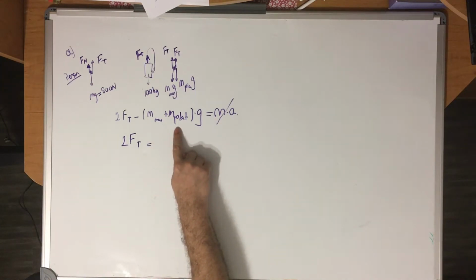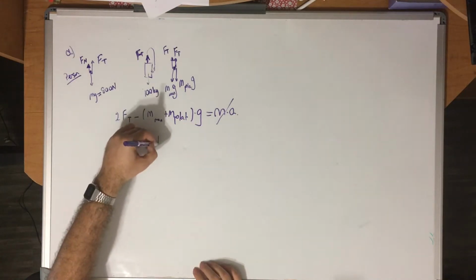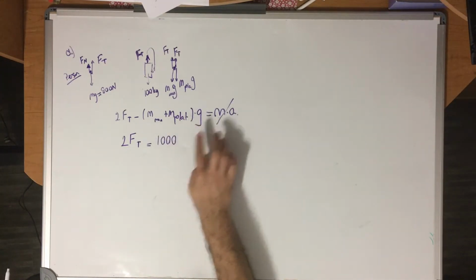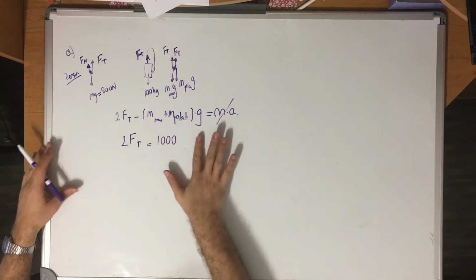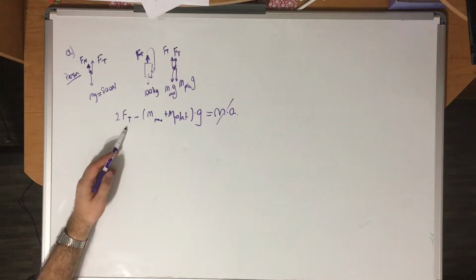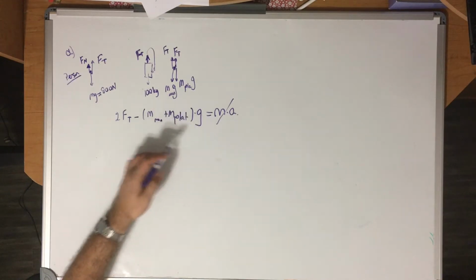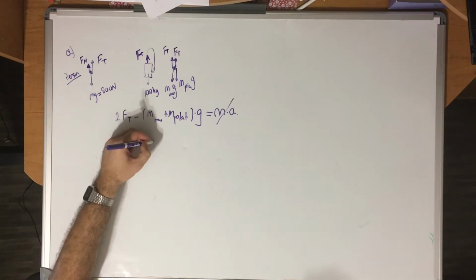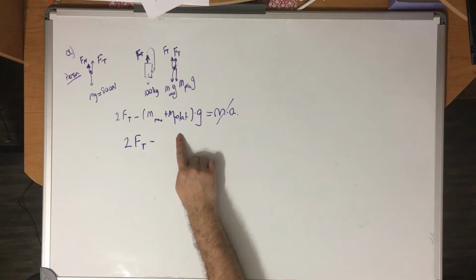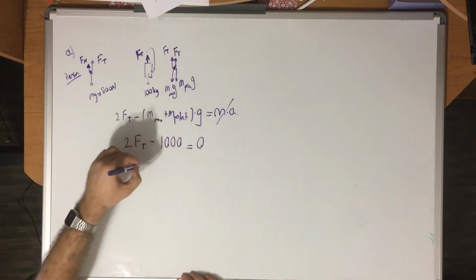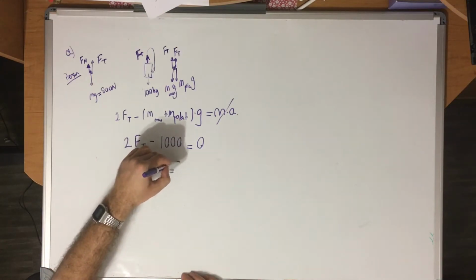So 2 times F tension is going to be equal to 80 plus 20, which is 100, times 10. So that's going to be equal to 1,000. So I just take all of this to the other side. So 2 times force tension is equal to the mass of the platform and the man times gravity. So basically 2Ft is going to be the mass of the man and platform, 100 kilograms, times g, which is 1,000 newtons. So 2Ft minus 1,000 is equal to 0. So 2Ft is equal to 1,000.